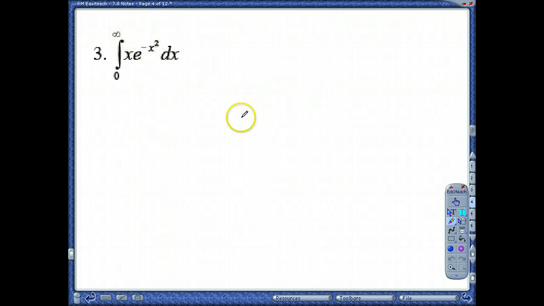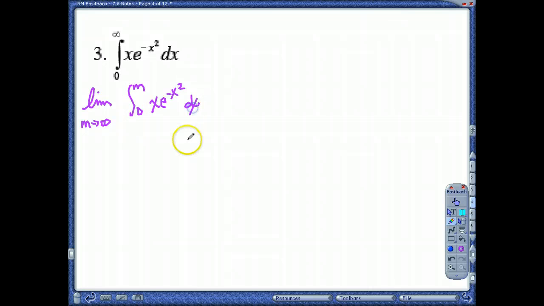Same thing. We are going to rewrite the limit as m approaches infinity, going from 0 to m, of x e to the negative x squared dx. Well, when I go to integrate this, I'm going to need a u substitution. Okay, so I'm going to let u equal negative x squared. So that means du is going to need to be negative 2x dx. I have the x, but I don't have the negative 2, so I'm going to put that in. I'm going to counteract it just like I've always done.